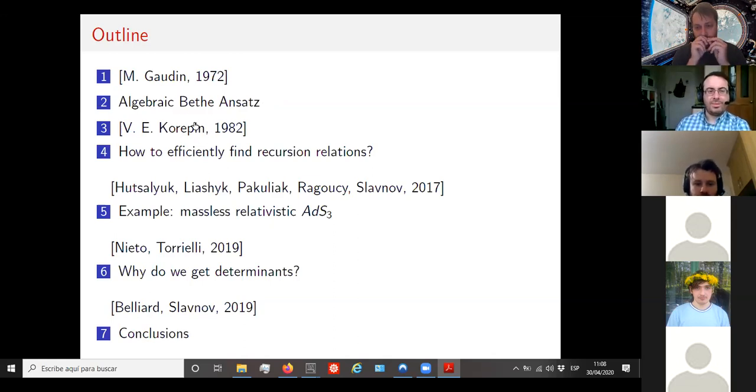Then I'm going to enter the paper by Korepin of 1982, where everything started, where he gives a proof of how to compute the norms of Bethe vectors. And I'm going to talk about how to efficiently find recursion relations, which is mostly in the paper by Liashyk, Pakuliak, Ragoucy, and Slavnov from 2017, though I'm not going to be able to pronounce most of the names. Using that idea, I'm going to show you the example of massless relativistic AdS3 R-matrices, which was done by me and Alessandro last year. And I'm going to talk a little bit about why we find determinants in the scalar products, from a paper by Samuel Belliard, who is also here, and Slavnov.